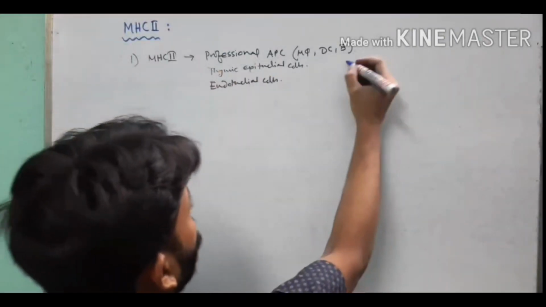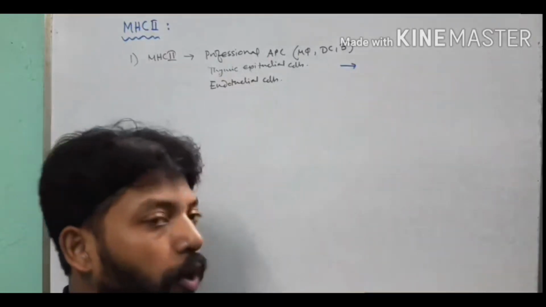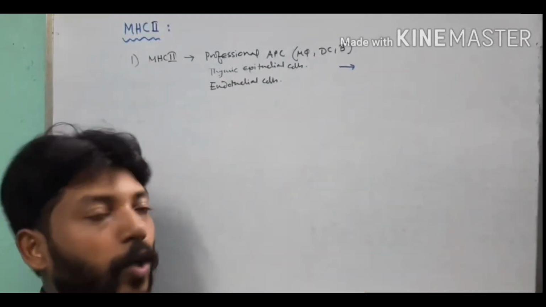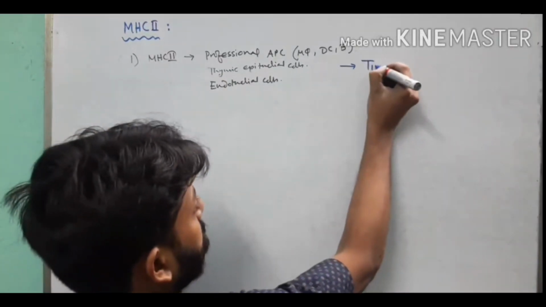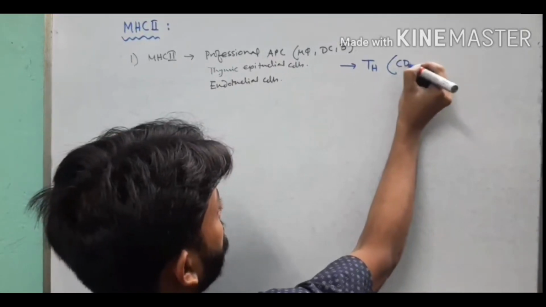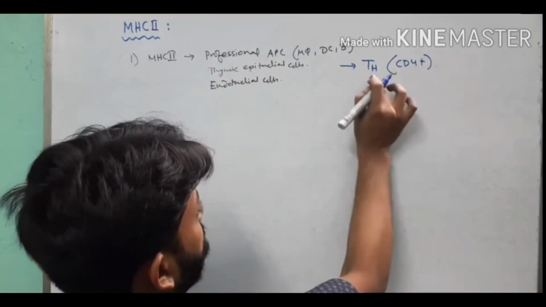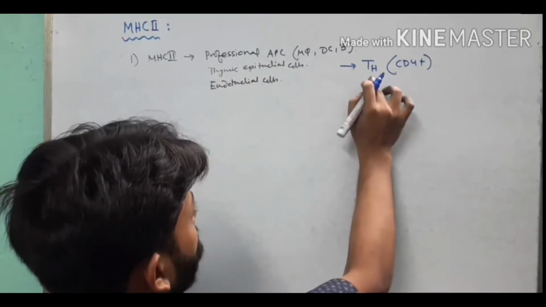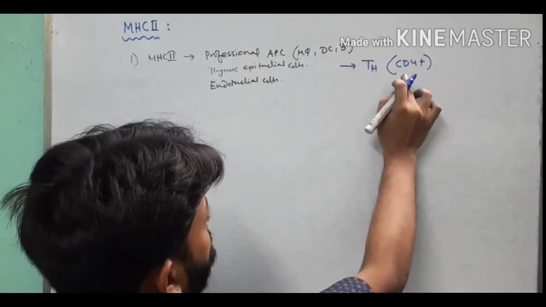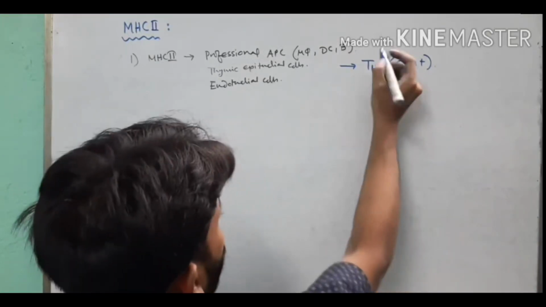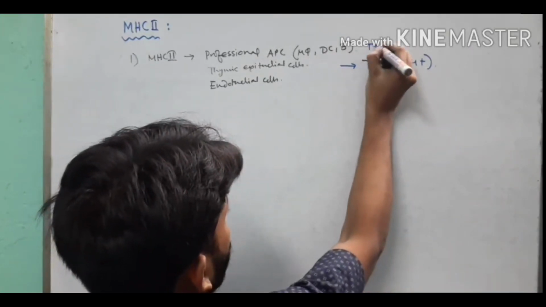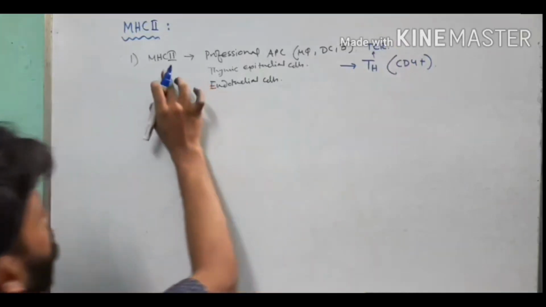This class II MHC molecule is actually recognized by a subset of T cell called T helper cell, that is also known as CD4 positive, because this helper cell or this subset of T cell contains a co-receptor called CD4. This T helper cell actually expresses T cell receptor that recognizes the class II MHC molecule.